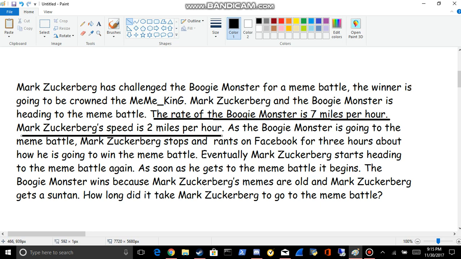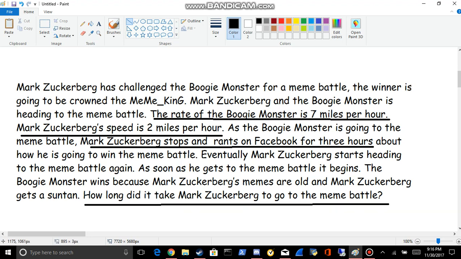As the Boogie Monster is going to the meme battle, Mark Zuckerberg stops and rants on Facebook for 3 hours about how he is going to win the meme battle. Eventually, Mark Zuckerberg starts heading to the meme battle again. As soon as he gets there, the meme battle begins. The Boogie Monster wins because Mark Zuckerberg's memes are old and Mark Zuckerberg gets a suntan. How long does it take for Mark Zuckerberg to go to the meme battle? Which is a question which is important to this problem.